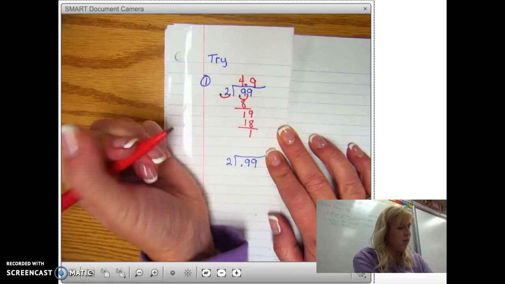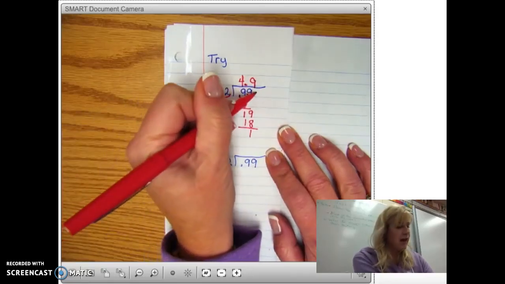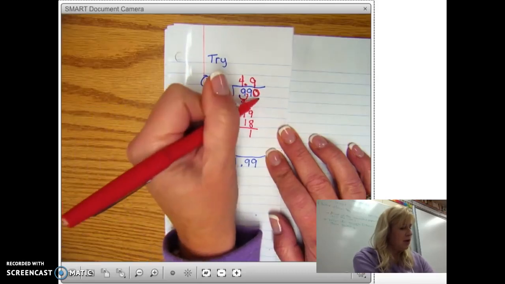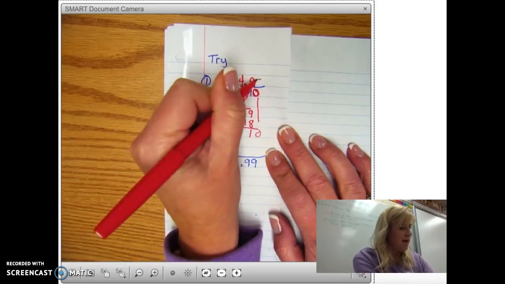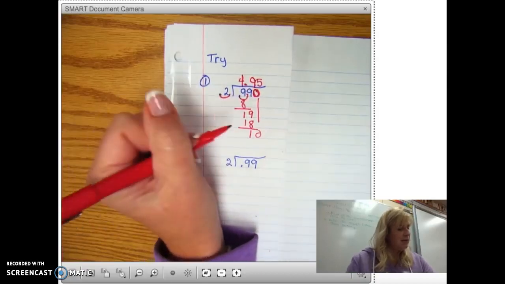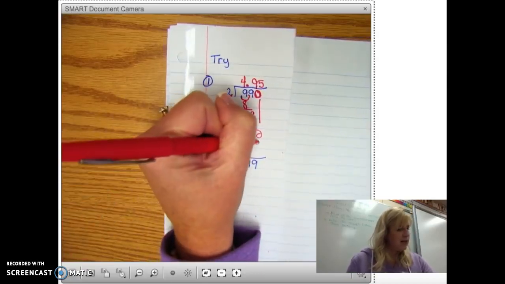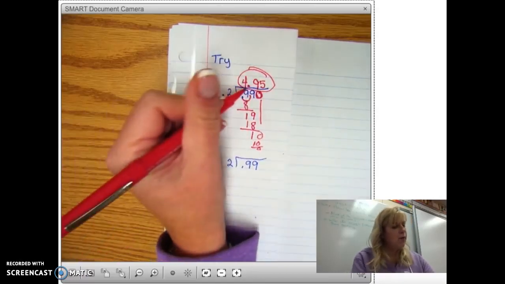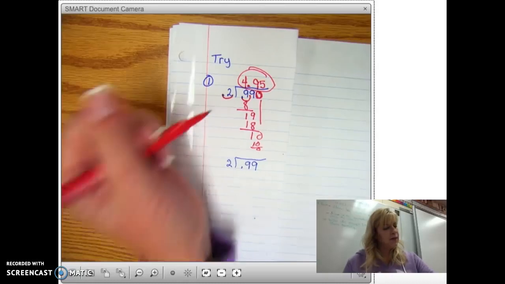Uh-oh, we ended up with a 1. Don't forget the cows come home 0. They're freebies. And 2 goes into 10 5 times. 5 times 2 is 10. And it ends up coming out to an even 4 95/100.